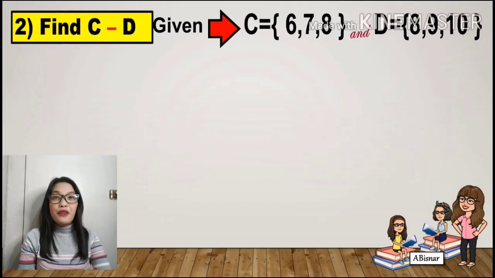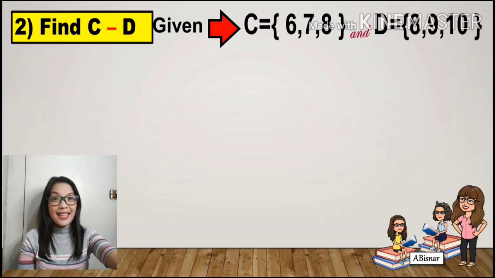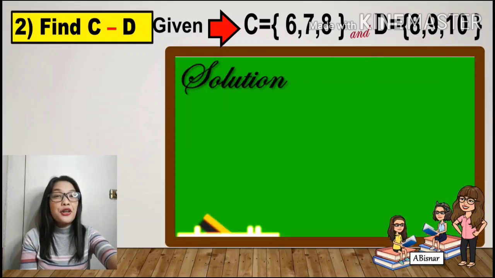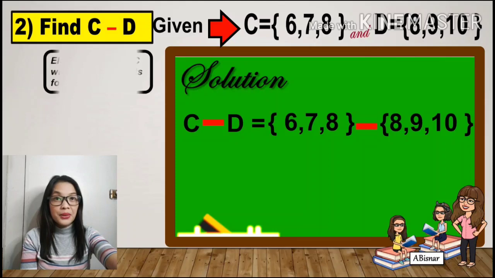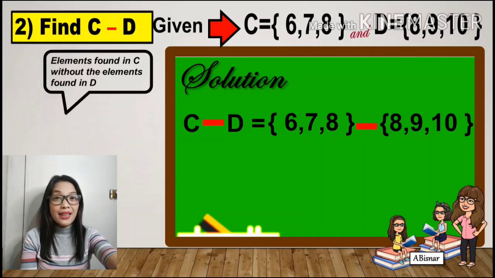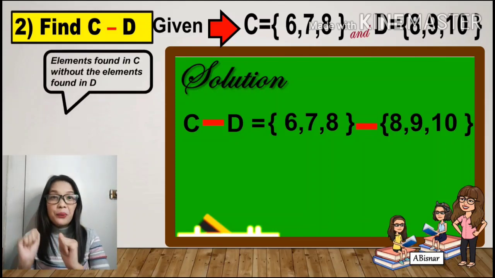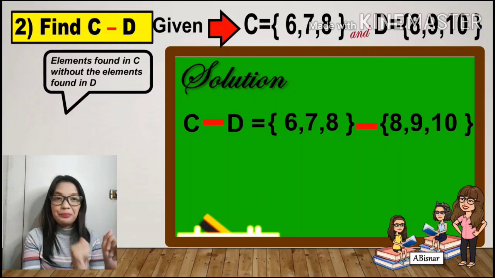Number 2. Find the difference between C and D. Set C has the elements 6, 7, and 8. And set D has the elements 8, 9, and 10. To find the difference, we must list the elements of C, which are 6, 7, and 8, minus the elements of D, which are 8, 9, and 10. So again, this will be the elements found in C without the elements in D.